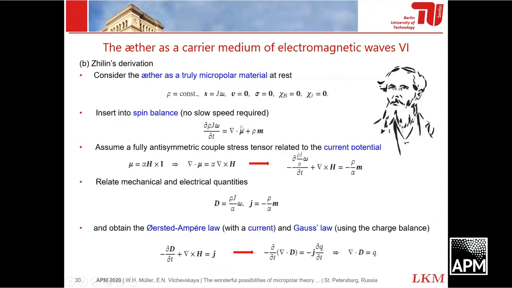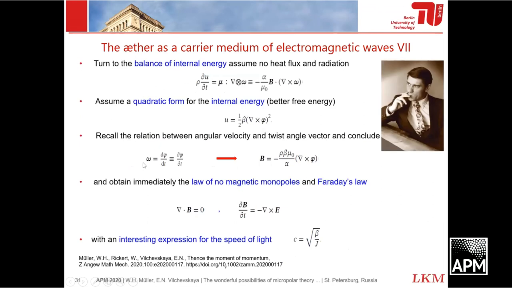More recently, we have Gillen's derivation, alternatively, where he looks at the spin balance, makes some assumptions regarding the micropolar material, and goes through the algebra and arrives at Oersted-Ampere's law and Gauss's law by assuming something about the spin and about the couple stress tensor. This couple stress tensor is one of the carriers of the electromagnetic fields. And if you now look at the internal energy balance, you can also get to the other two equations of Maxwell's with an interesting expression of the spin flux.